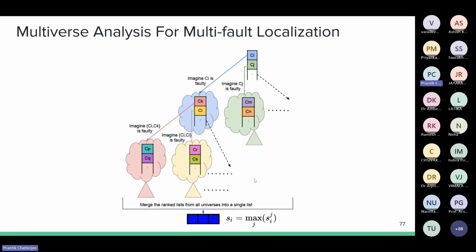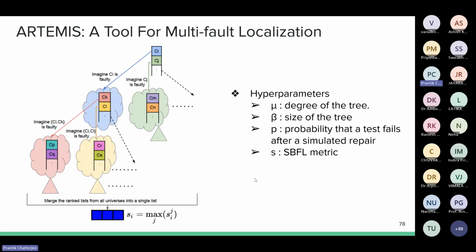So once you have completed exploring your multiverse, which is bounded by multiple hyperparameters to control the size of the tree, mu is your degree of the tree. That means how many universes you can spawn from each of your universes. Beta is the total number of universes that you can explore in the multiverse. P is the probability that a test fails after a simulated repair.